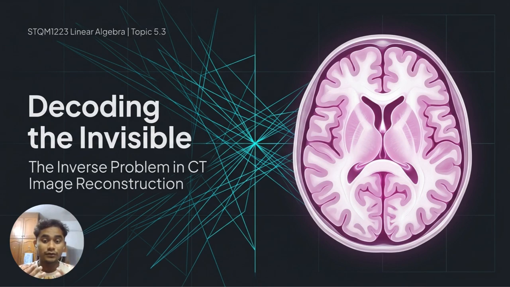Hello everyone. Today we are going to look at how abstract mathematical principles directly translate into life-saving medical technology. As you can see, we have a brain scan over here, and clearly we are talking about medical imaging. Our case study focuses on topic 5.3, inverse transformations, where we will explore a core problem in modern clinical diagnostics known as the inverse problem.